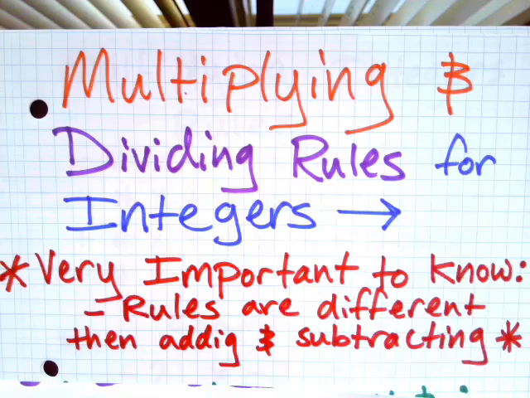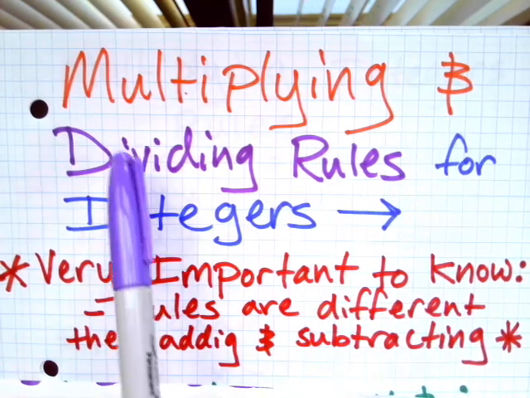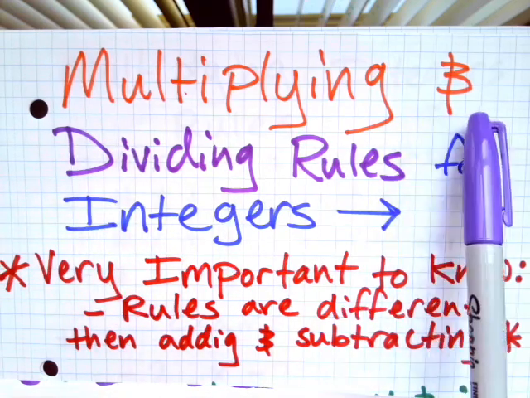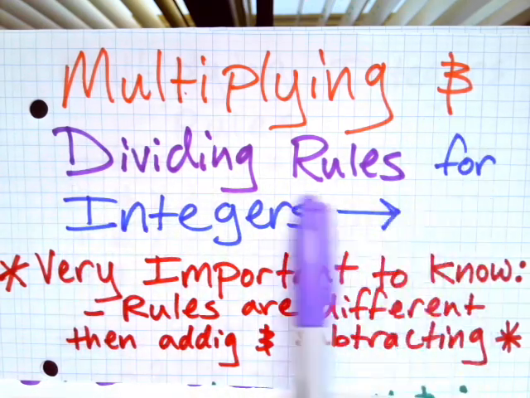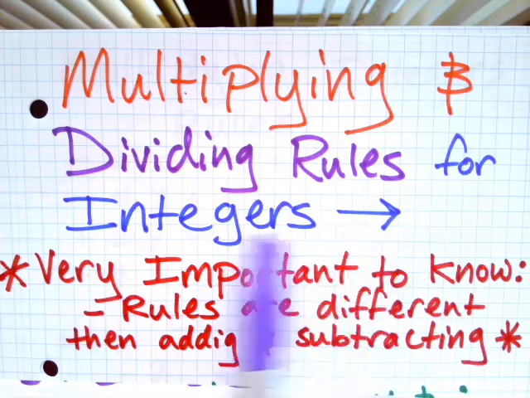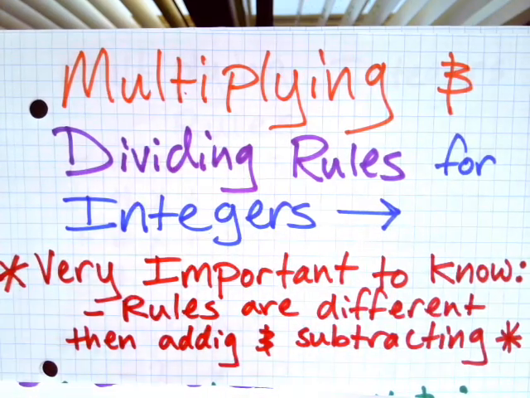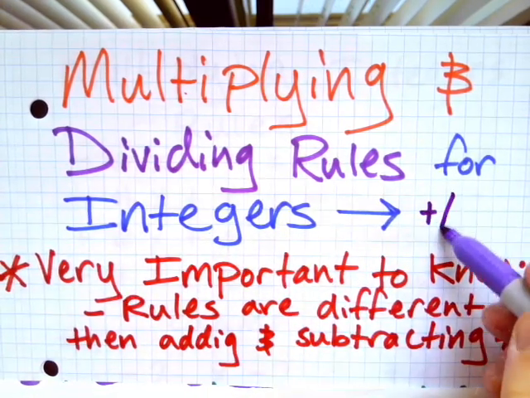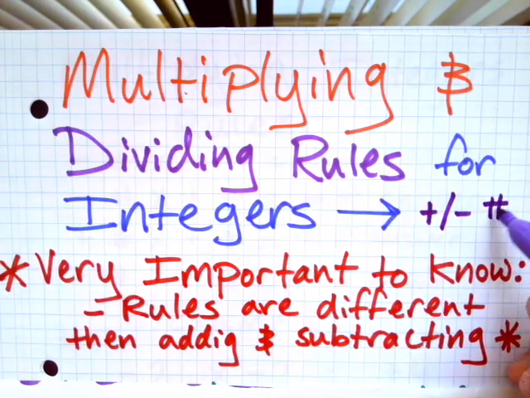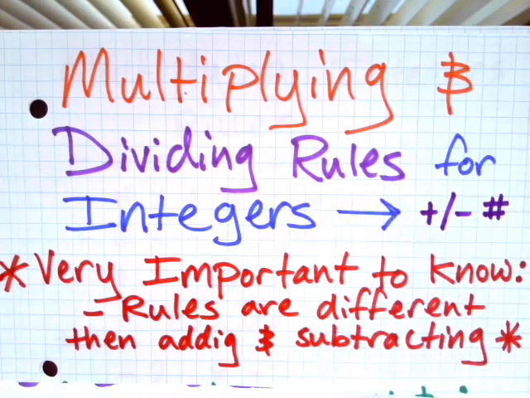So I'd like to continue working with the rest of these integers, which is multiplying and dividing rules for these integers. Remember, the integers are positive and negative numbers. So today we're going to be multiplying and dividing positive and negative numbers. We'll be going over those rules directly.